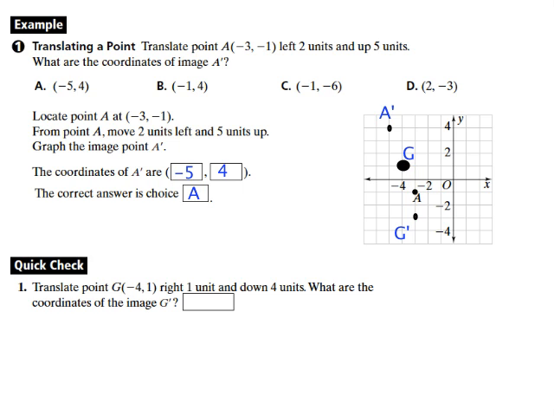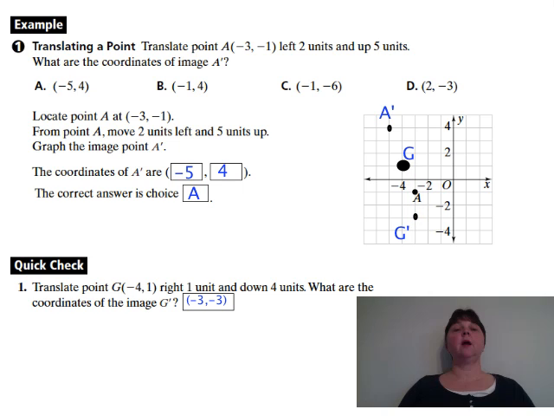Now we need to find the coordinates of G prime. So we start at the origin. From the origin, we had to go left 3, down 3. So left 3 would be -3, down 3 would be -3. So the coordinates of G prime are -3, -3. Pause the video if you need more time to copy down this part of the notes.